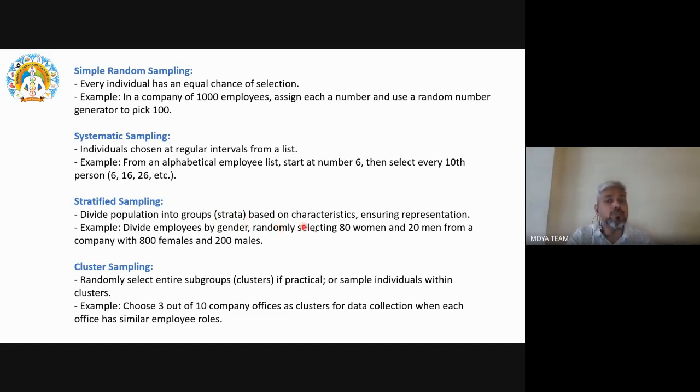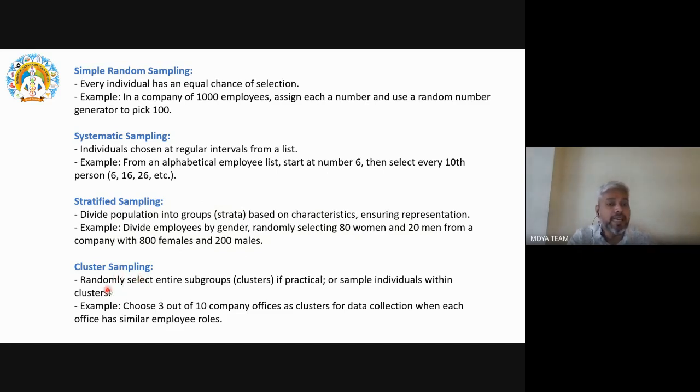So strata based on characteristic, it is very important. Stratified sampling based on characteristics, ensuring representation. So what is the example for that? Divide employees by gender, randomly selecting 80 women and 20 men from a company with 800 females and 200 males. So here what they are doing, they are having different groups with a characteristic. So they are choosing from those groups. That is called stratified sampling. Like there were 800 females, so they choose 80, and from 200 males they have selected 20 men. So this is the stratified sampling type.